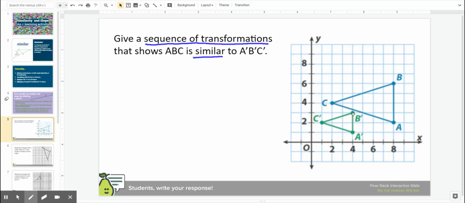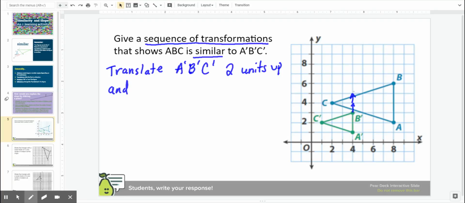So I am going to translate. And there's many ways to do this. Remember. So I'm going to translate triangle A prime, B prime, C prime, and I'm going to translate it 2 units up, and let's see. Actually, no, it should be 3 units up. It should be 3 units up, not two. Okay, 3 units up, and 1, 2, 3, 4 units right.